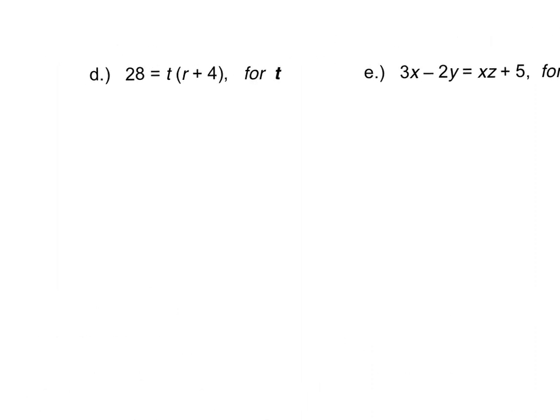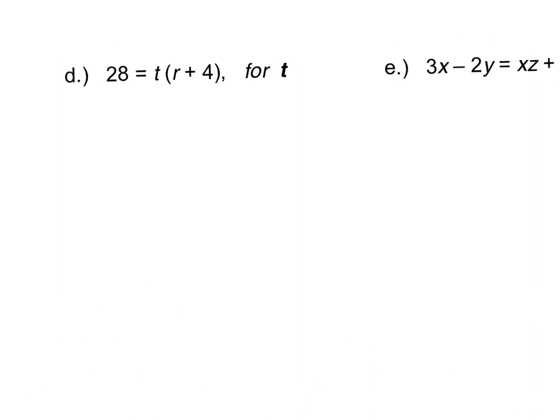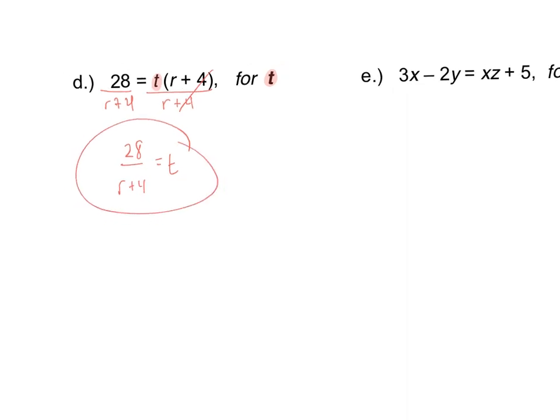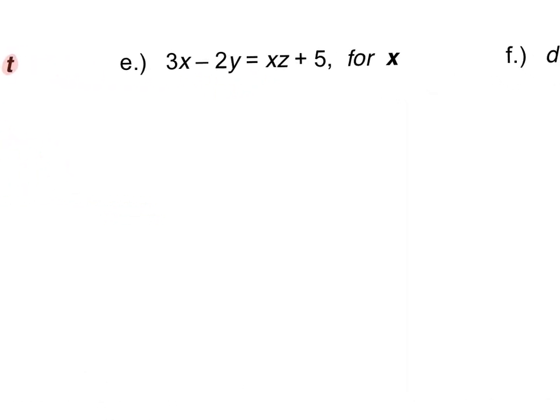Okay, in example D, it's asking me to solve for the letter t. So t is right here. Right now it's being multiplied to this whole r plus 4. So I'm just going to divide everything by r plus 4. And that's my answer. 28 over r plus 4 is equal to t.